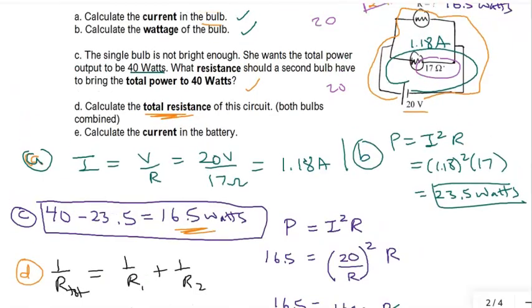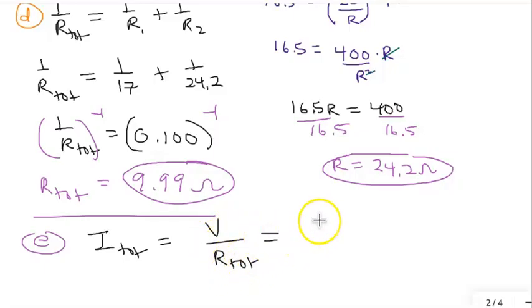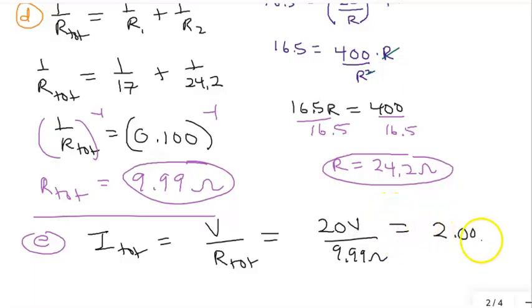Okay, and then last question is calculate the current in the battery. So again, there's 2 ways to do it. You could add both currents up, which we didn't find the current in the second bulb. So let's say I total equals V over R total. And we have a 20 volt battery and effectively 9.99 ohms. So that is, I'm going to divide by all of the sig figs because it's already in my calculator. 2.002, perfect, amps.